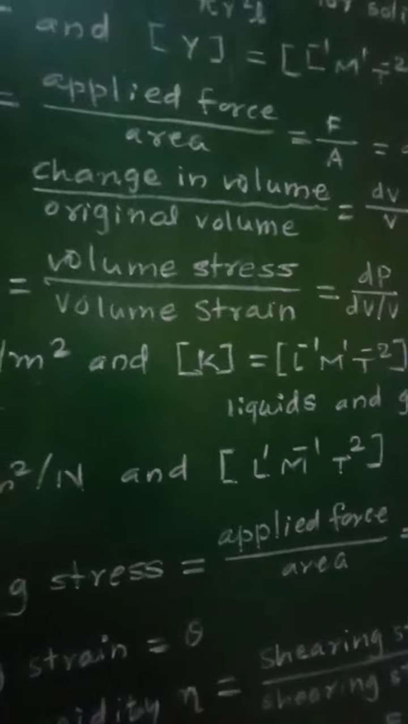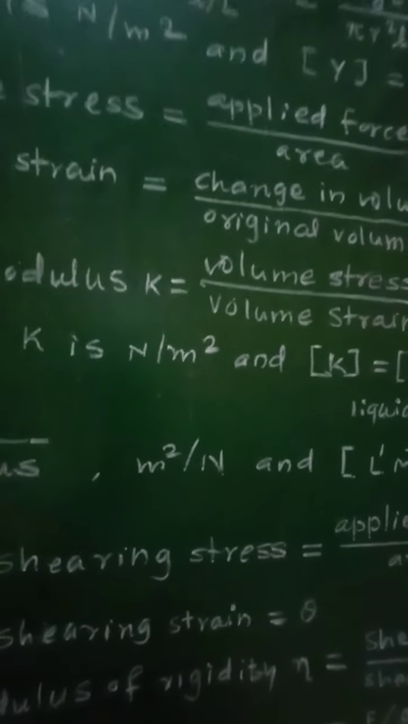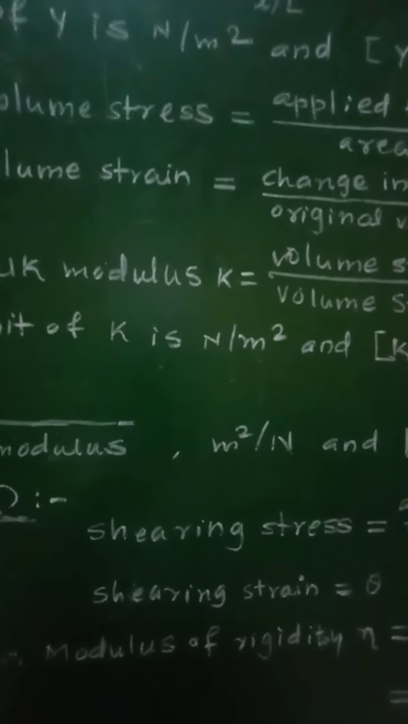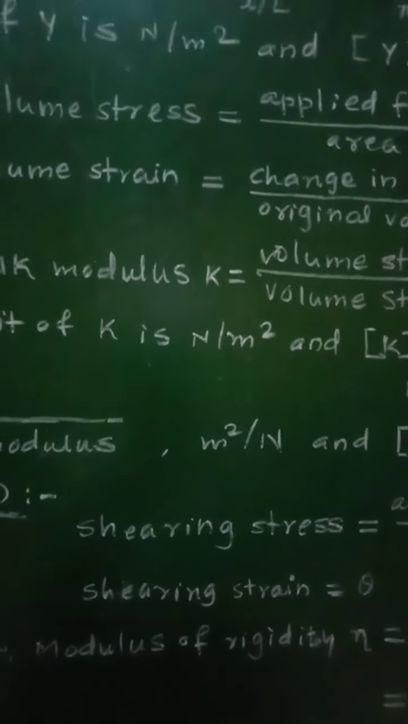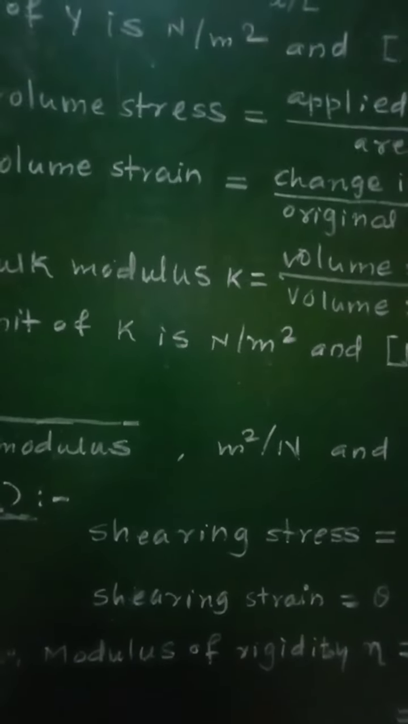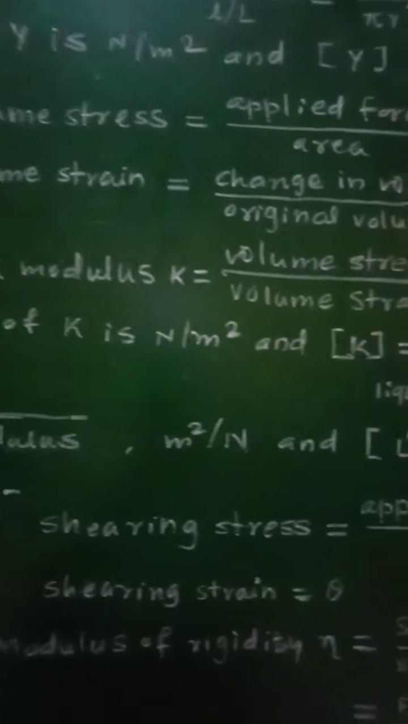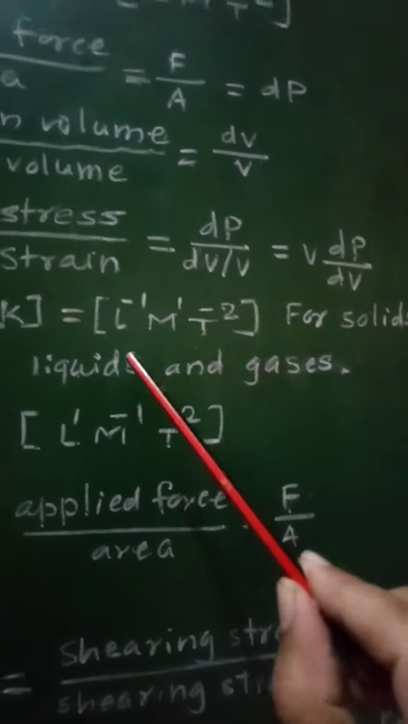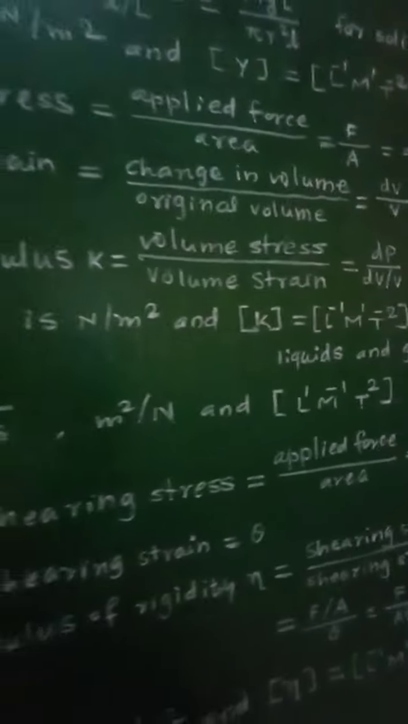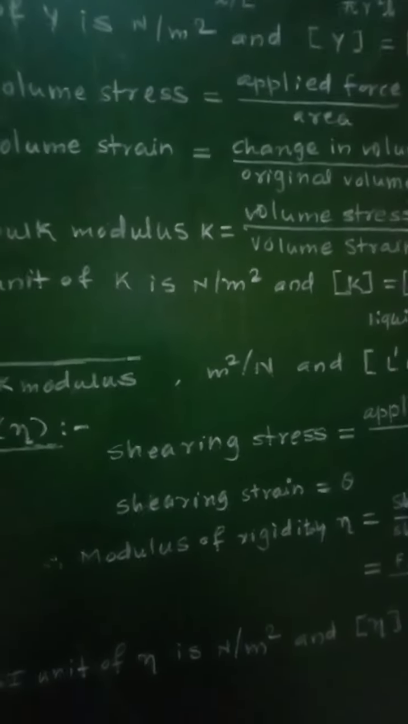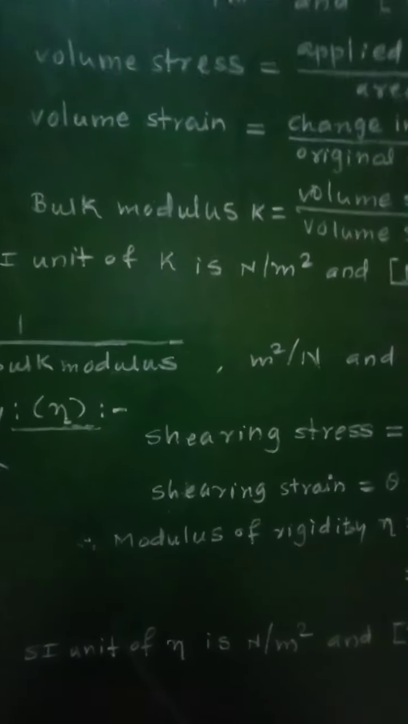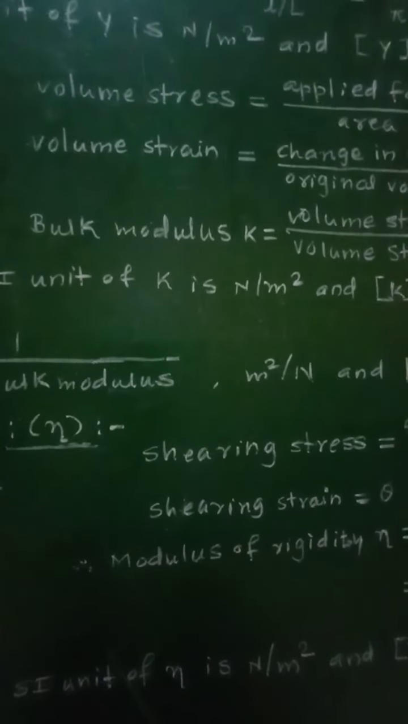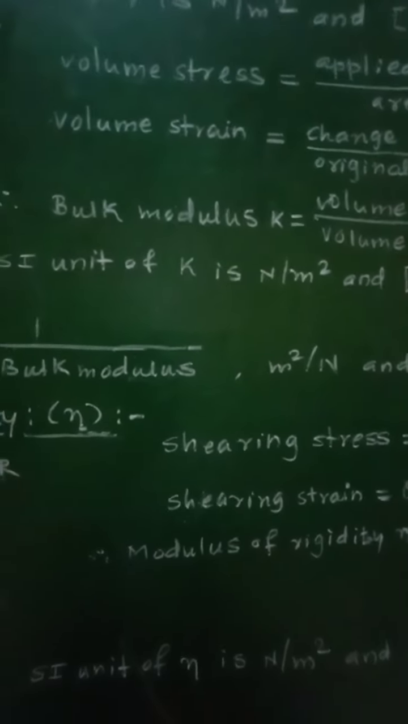Solids, liquids as well as gases possess volume, and therefore bulk modulus is possessed by solids, liquids and gases. So only bulk modulus is possessed by all the states of matter, that is solids, liquids and gases, because all these states have their own volume.